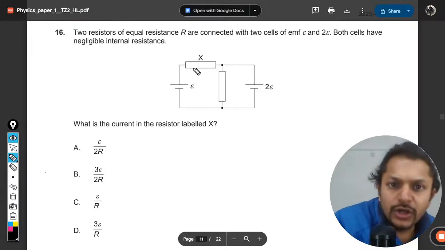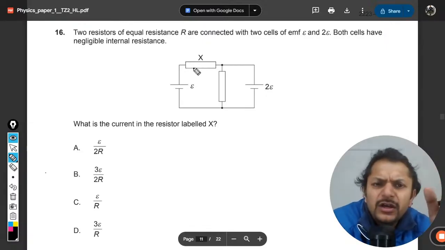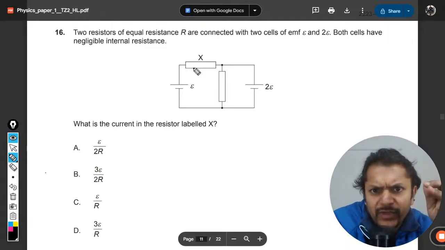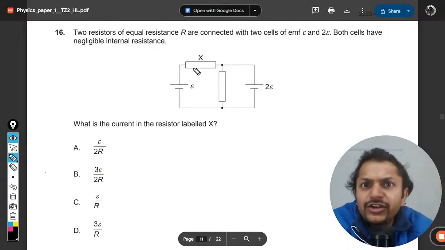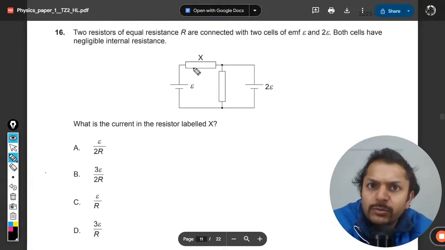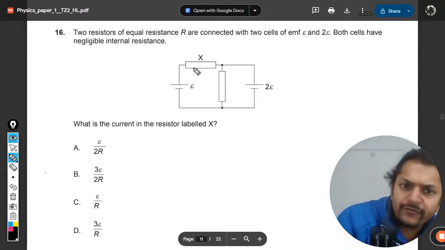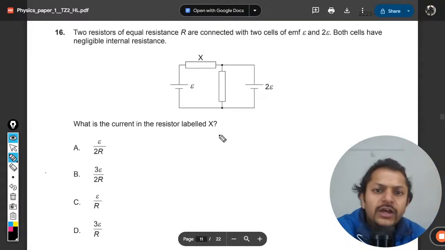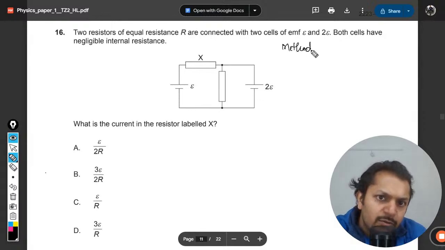There will be two methods here. One is easy and straightforward, but more conceptual. The other is clearly Kirchhoff's law. You can just distribute the current in all the branches, use Kirchhoff's law, and find the value. I will be showing you both methods. Let us first go for method number one.